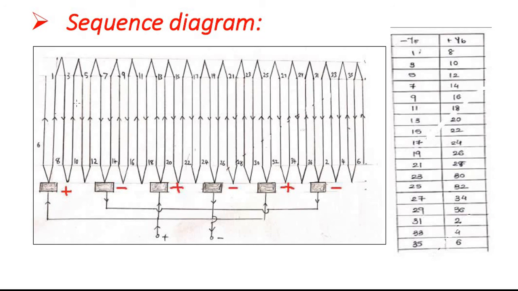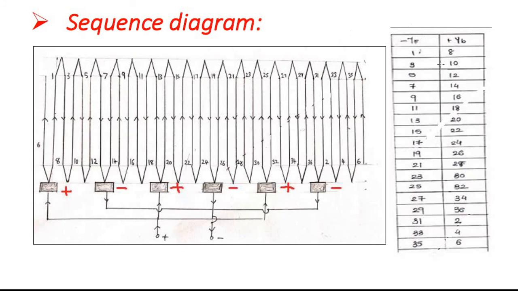So first of all, we have to draw a total of 36 conductors like this, then give the numbering. So all the top conductors are given 1, 3, 5, 7, 9 till 35, and all the bottom conductors are given the numbers 6, 8, 10, 12, 14, 34, 36, 2, 4, 6.